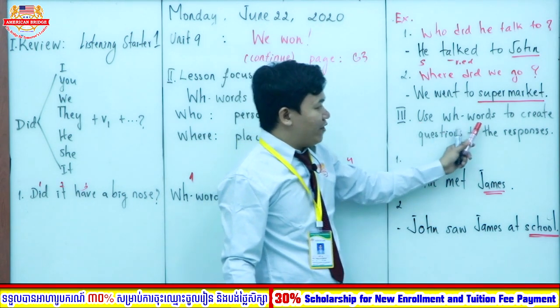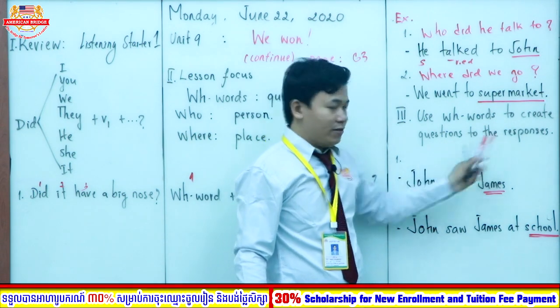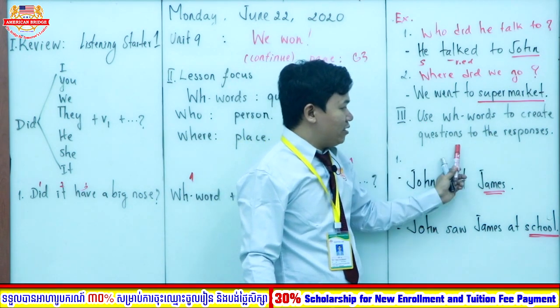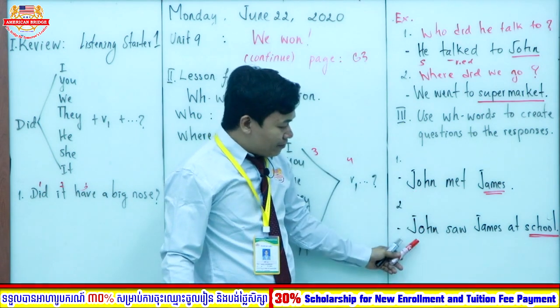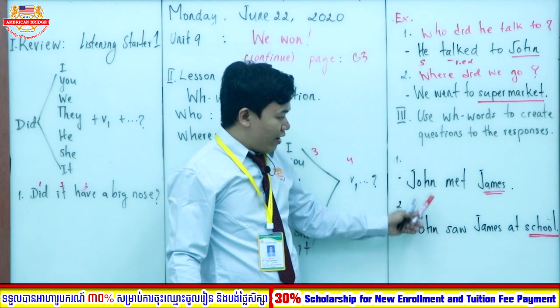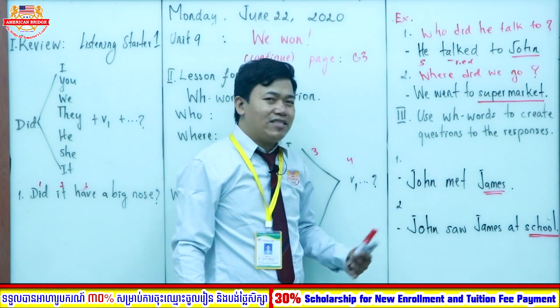Okay, now we are going to read the instruction and do the exercise. Use WH words to create questions to the responses. Again, use WH words to create questions to the responses. So I have given two responses for you. You need to create a question to that response. I'll give you 5 minutes to do this exercise. Let's start.